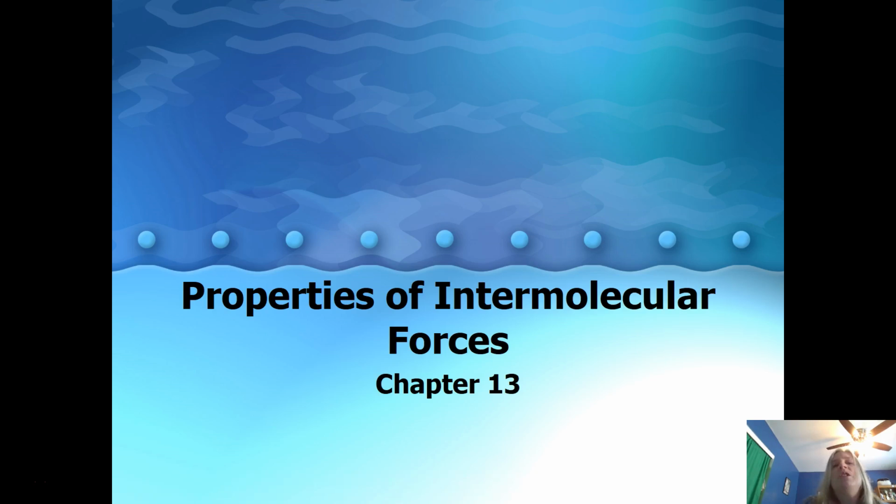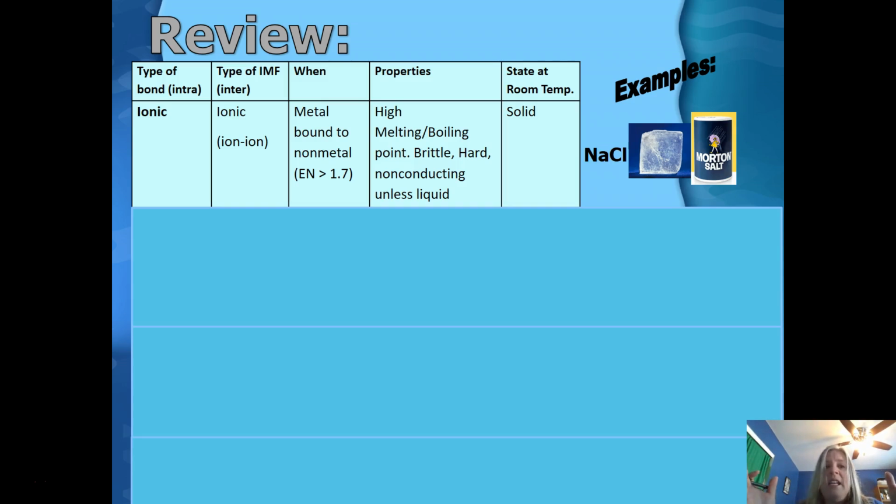So the first thing I want you to do is, if you have the notes packet, you've already got this table in it. But if you don't, if you're just doing this in your notes, then I want you to make a table with the columns that say type of bond. Those are the intramolecular forces, or the forces between atoms inside a molecule. Type of intermolecular force, or IMF, inter means between molecules. A column that says when, so we can identify when we have these. The properties, and the state at room temperature. And also we can put down some examples.